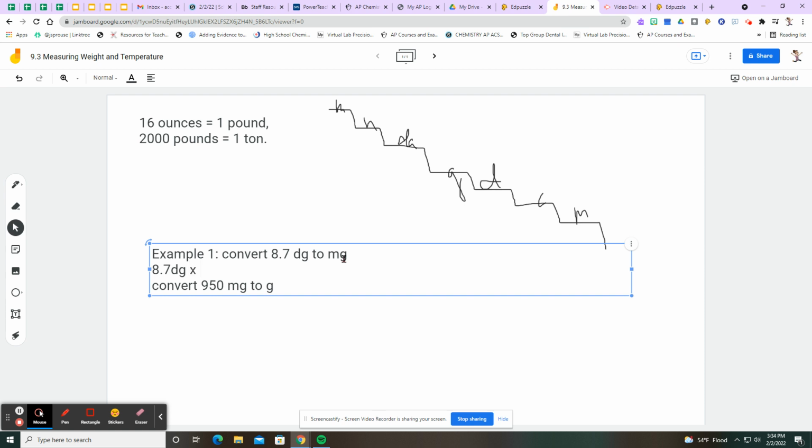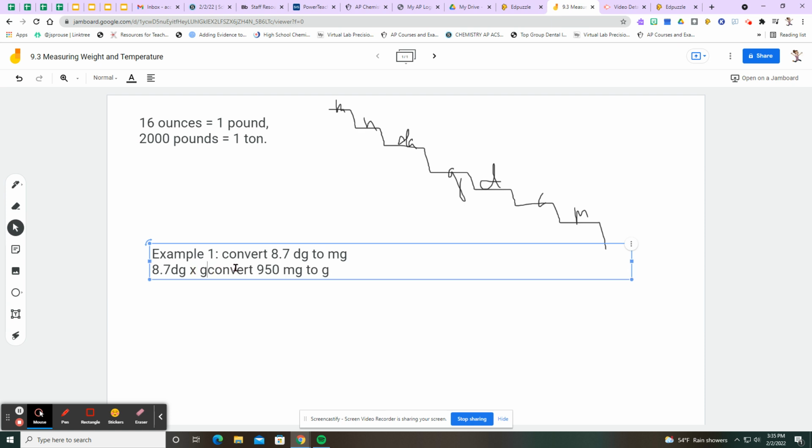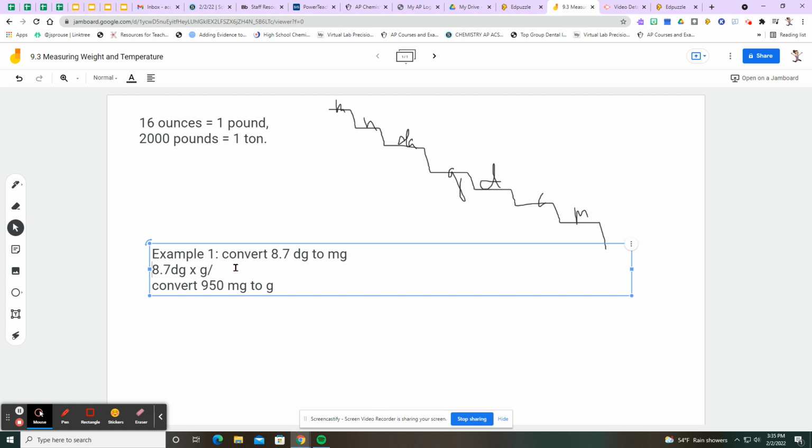Okay, we want our decigrams to be in the bottom. So what I need to do, since this is a prefix here and this is a prefix here, the easiest thing is to go back to my grams and then make another jump back to milligrams. I'll show you two ways that you can do it. But just for the ease of memorization, I like to always go back to grams first. So that would mean that I'm going to have grams in the top, and then I'm going to have decigrams in the bottom.